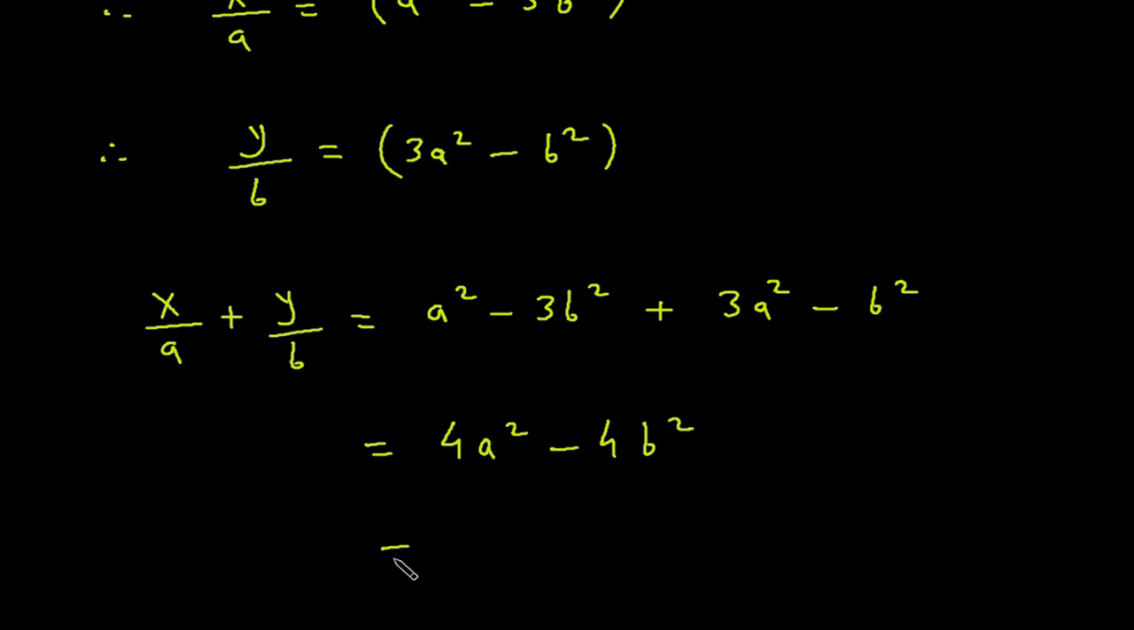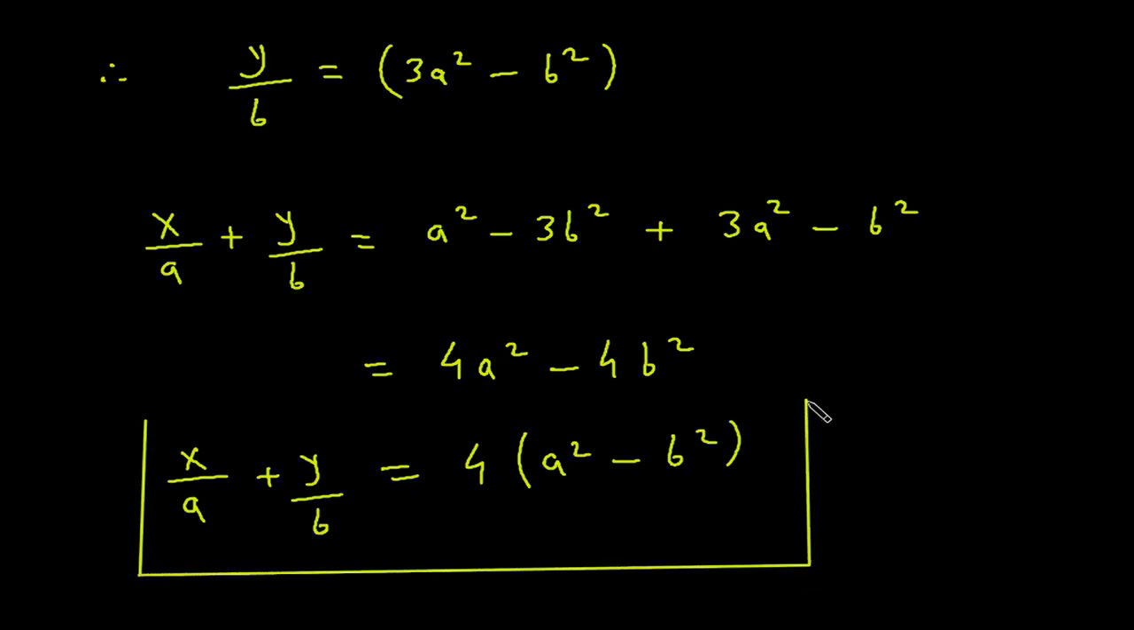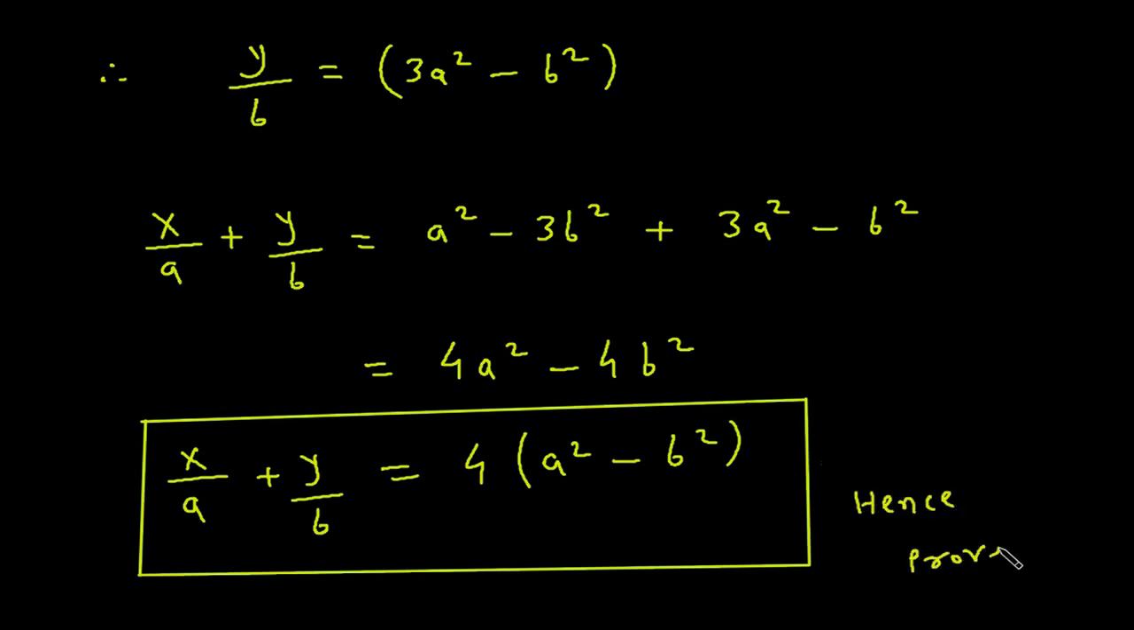From here we can take 4 common. So 4(a² − b²). So therefore we can say x/a + y/b is equal to 4(a² − b²). So hence this is what we have to prove. So hence proved.